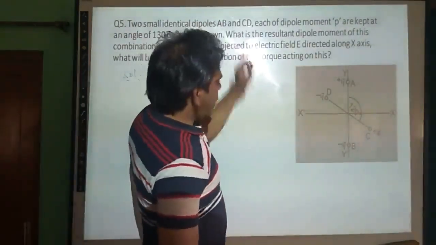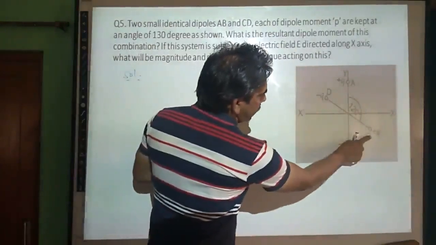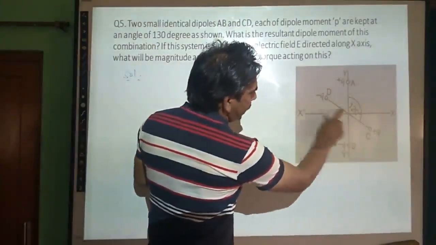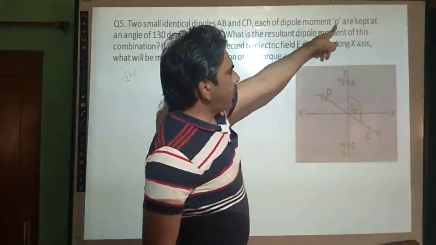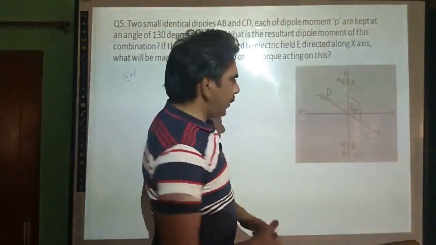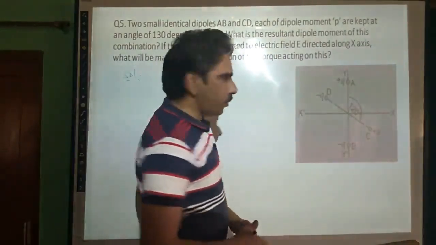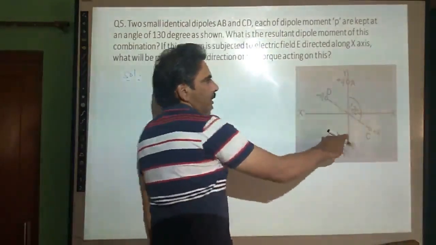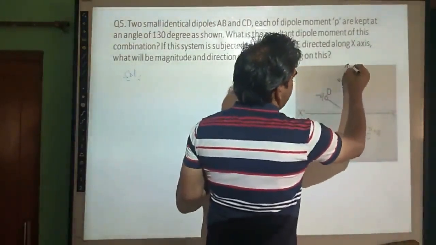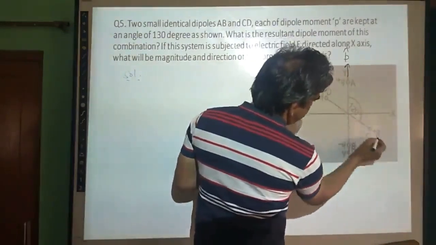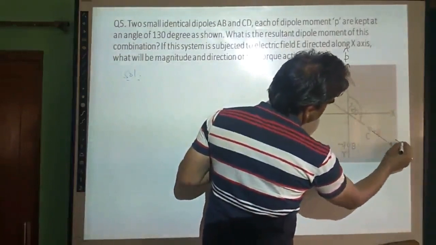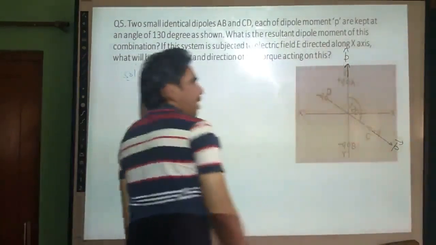And CD. At point C we have a plus charge and minus charge here. Each has dipole moment P, both are having the dipole moment P, which are directed along the situation. In case of the AB dipole, the direction of dipole moment is in this way, and in case of the other one it is in this way. Both have the same dipole moment.